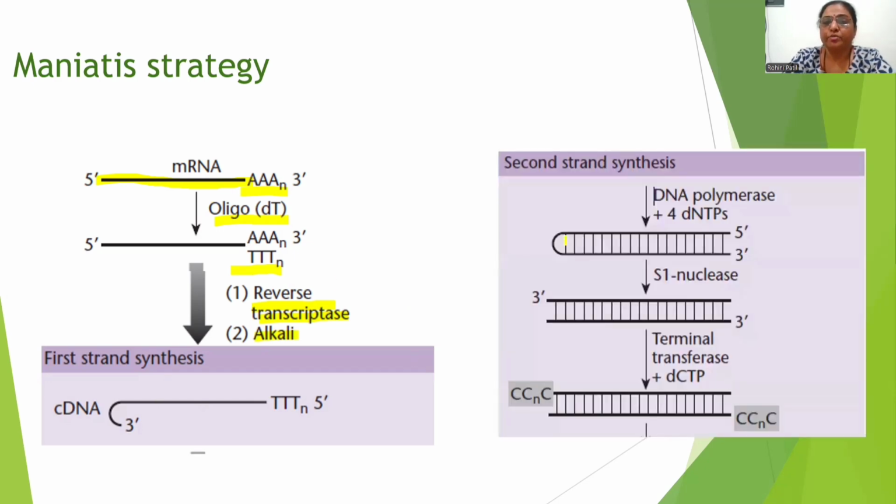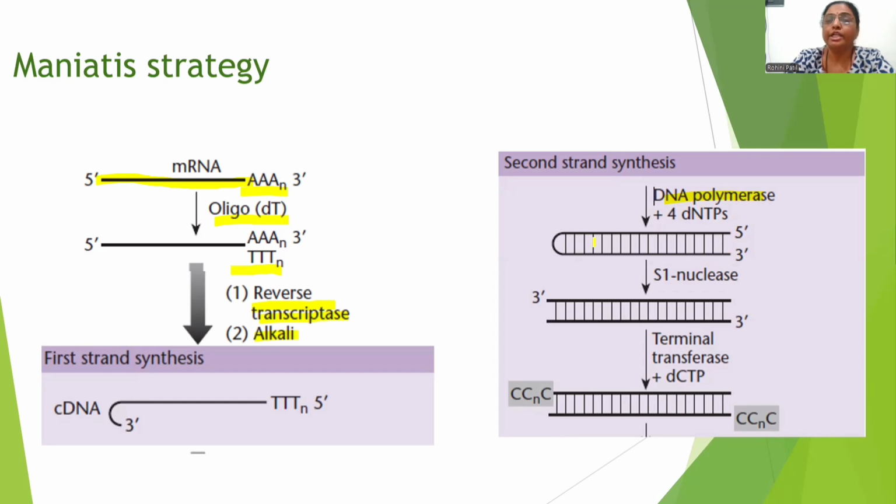Now, when there has to be the synthesis of the second strand of the cDNA, there is a need for a primer. When the first strand of the cDNA is synthesized, a loop structure is formed, and this loop structure is used as a primer for the synthesis of the second strand of the cDNA. The enzyme used for the polymerization is DNA polymerase. In this way, the second strand of the cDNA is synthesized.